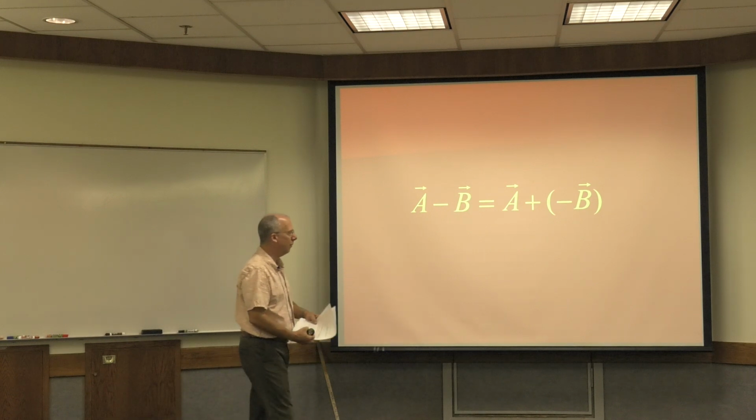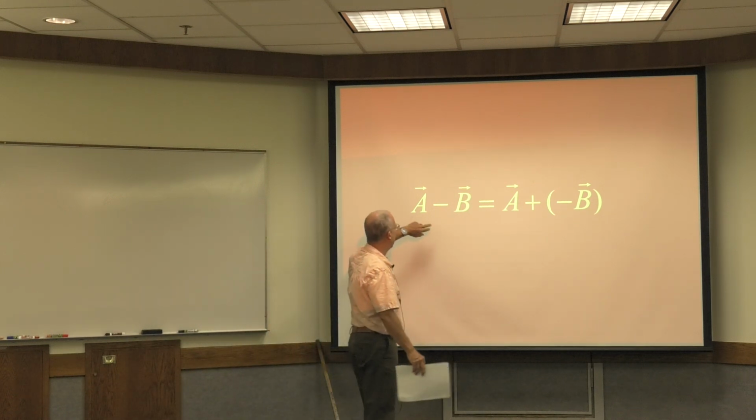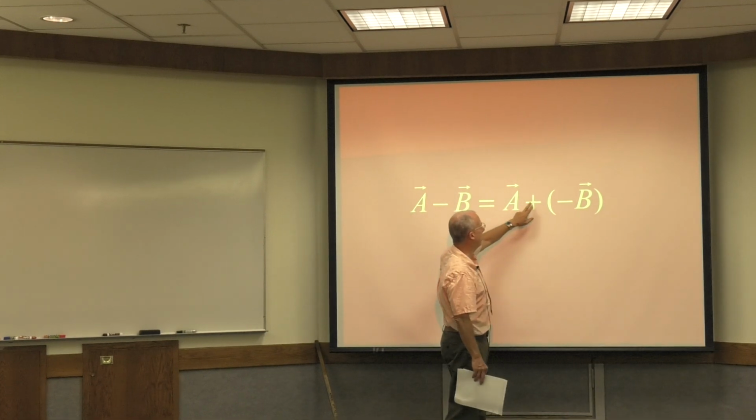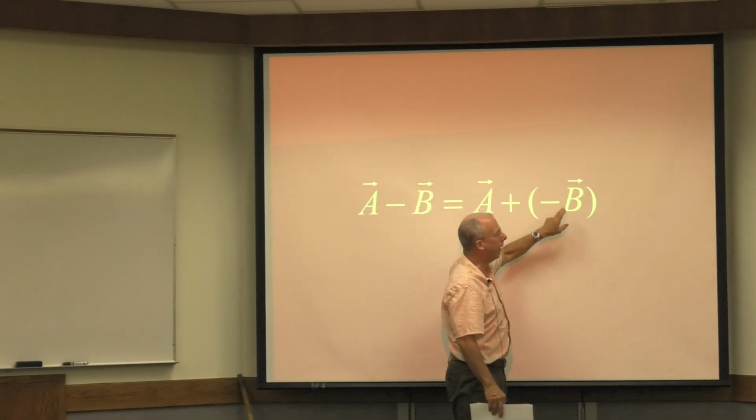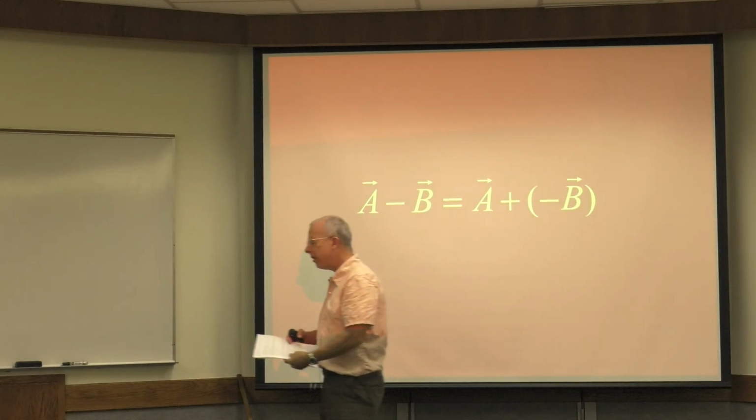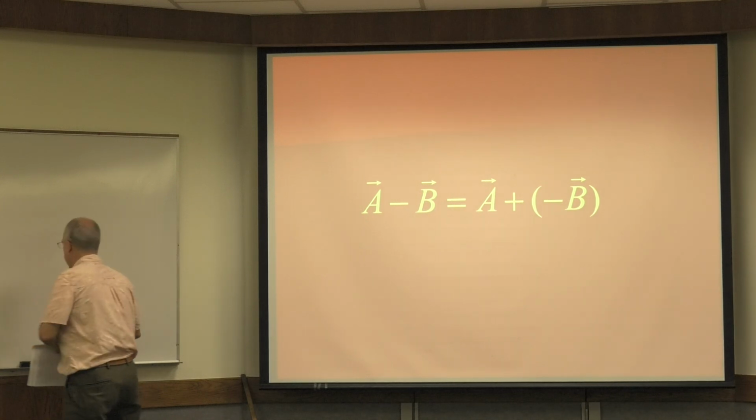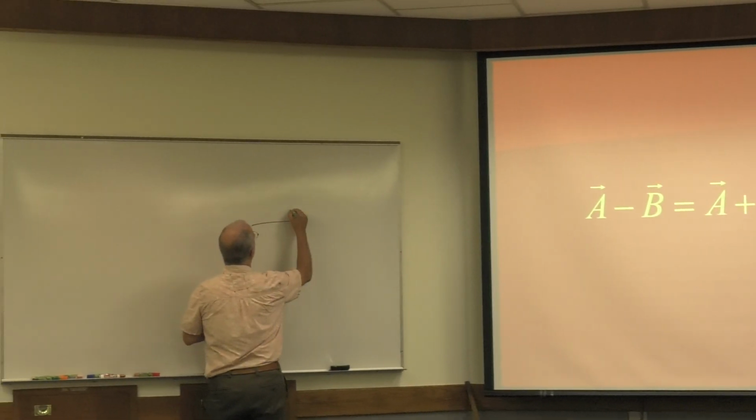So here's just simple math, right? Vector A minus vector B is the same thing as vector A plus a negative vector B. That kind of makes sense, right? Well, what's a negative vector B? Okay, so let's say that this is vector B.